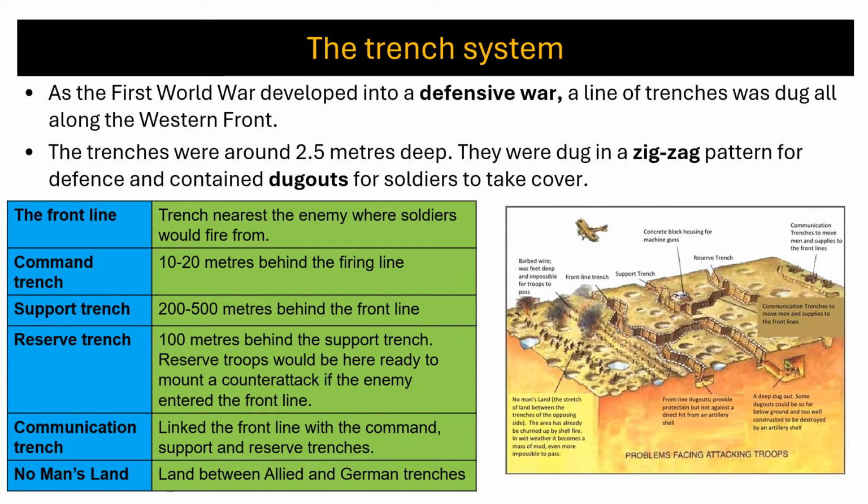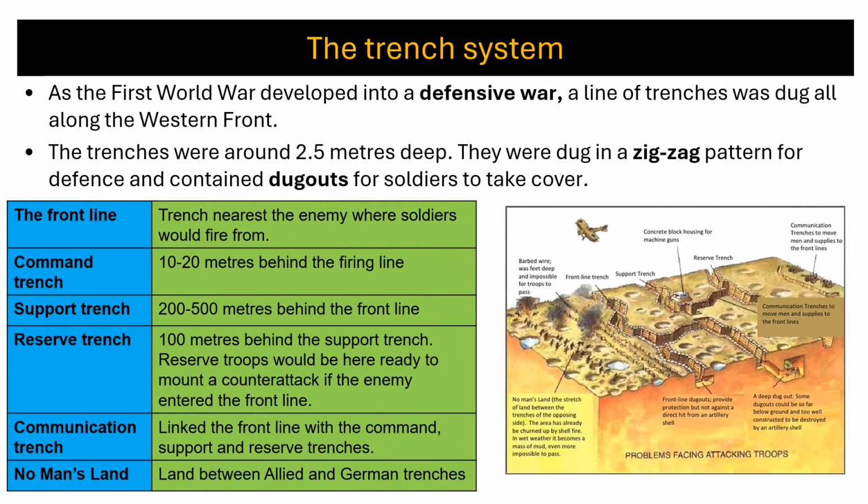And the reserve trench was then 100 metres behind the support trench, and they would be there ready to mount a counter-attack if necessary if the enemy entered the front line. The communication trenches linked the front line with the command, support and reserve trenches. And no man's land is the land between Allied and German trenches. And that's pretty much how the trench system worked in the First World War.